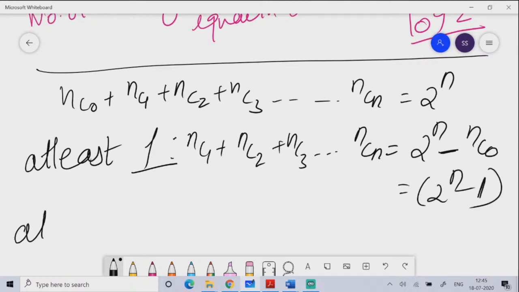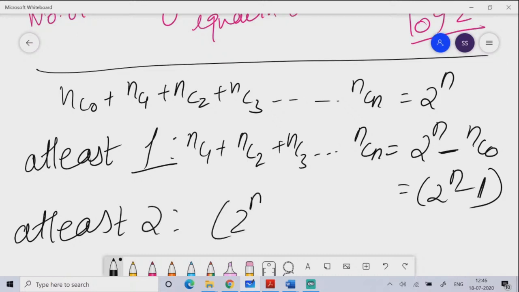If I ask you at least 2, that means 2 to the power n minus nC0 minus nC1, that is 2 to the power n minus 1 minus n. I hope you can understand this. Very important.